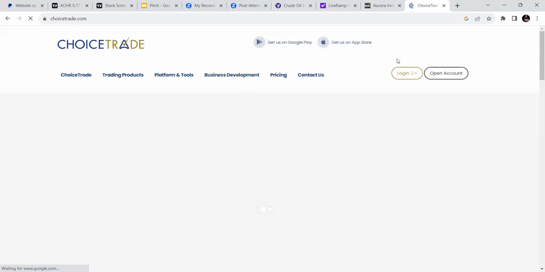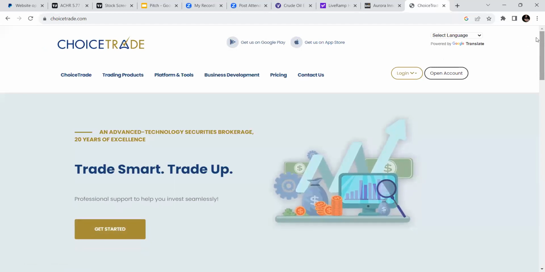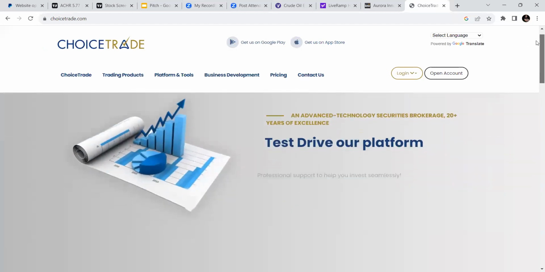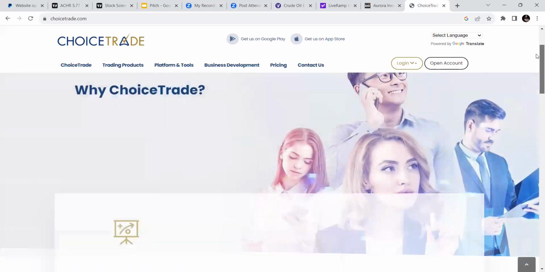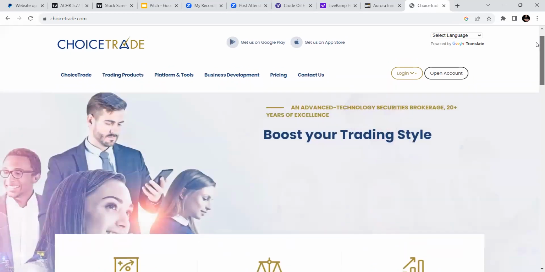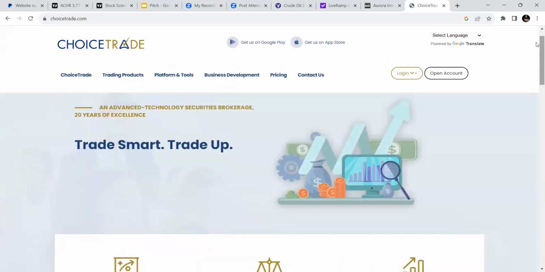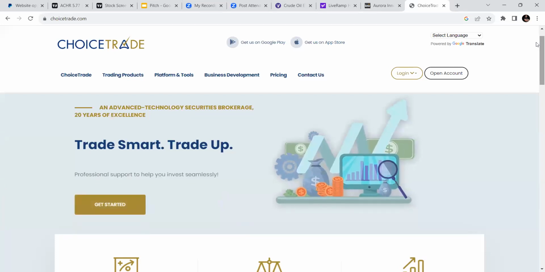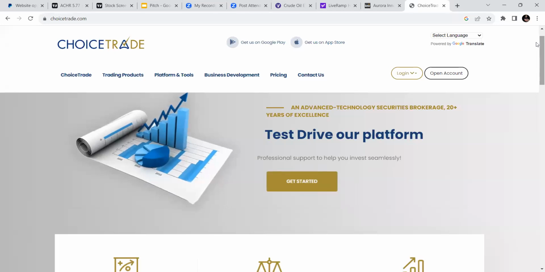Now, to open an account with Choice Trade, you must have a domiciliary account. That's key. For Cheaper Cash and Bamboo, you don't need a domiciliary account. But for Choice Trade, you need a DOM account because they will require you to verify your account. And for you to verify your account, one of the things is you must send your bank statement for your DOM account.